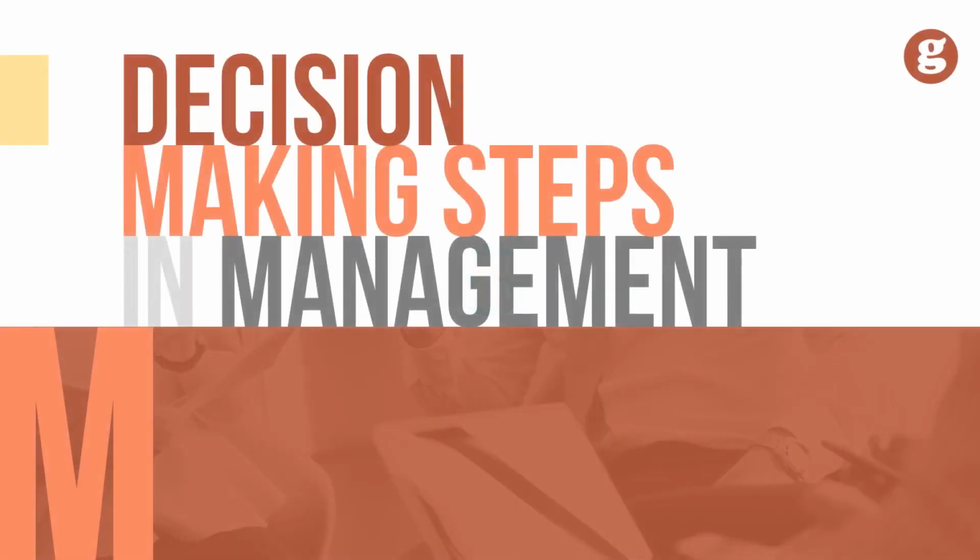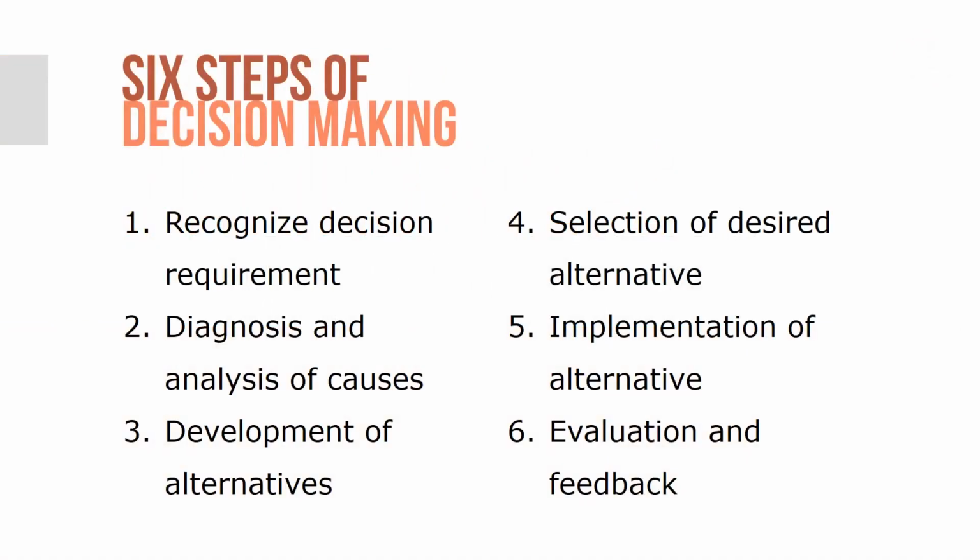Whether a decision is programmed or non-programmed, 6 steps typically are associated with the effective decision process. Managers confront a decision requirement in the form of either a problem or an opportunity. The 6 steps typically associated with effective decision-making are recognition of the decision requirement, diagnosis and analysis of causes, development of alternatives, selection of a desired alternative, implementation of selected alternative, and evaluation and feedback.